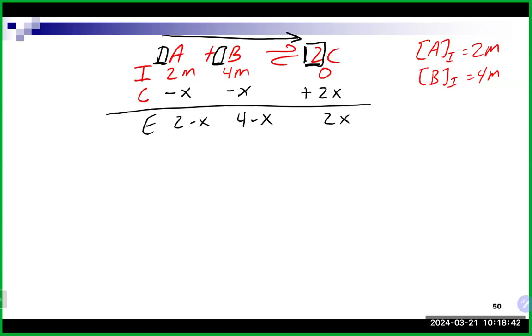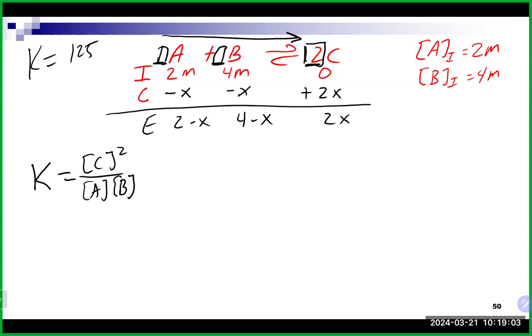We need to, in this case, figure out what x is, what the change is. And we do that by using our equilibrium expression. So in this case, this would be C squared divided by A and divided by B. And let's just say in this problem, K was, I don't know, 125. So this would equal 125. And obviously I just made that number up.